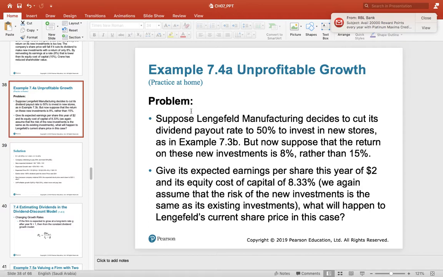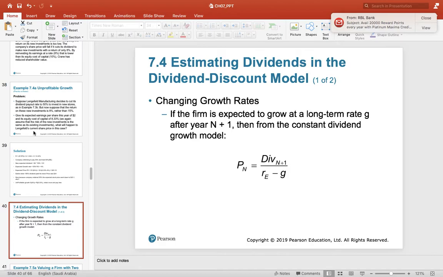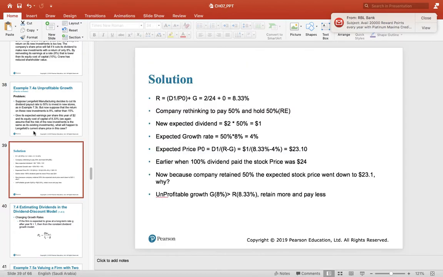That was also a practice question. You can do the given question in practice at home. So the previous question you can practice at home. I hope it is clear to all of you. So profitable growth suggests to pay less, retain more. Unprofitable growth suggests the reverse: pay more, retain less, because you don't have any profitable option to invest.